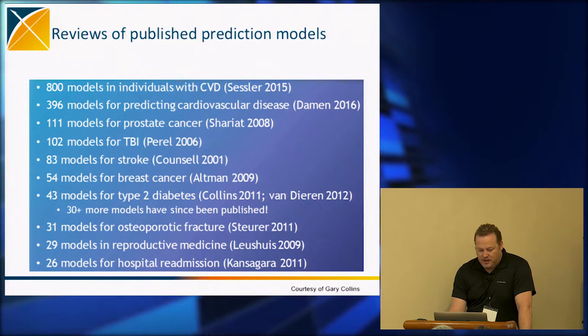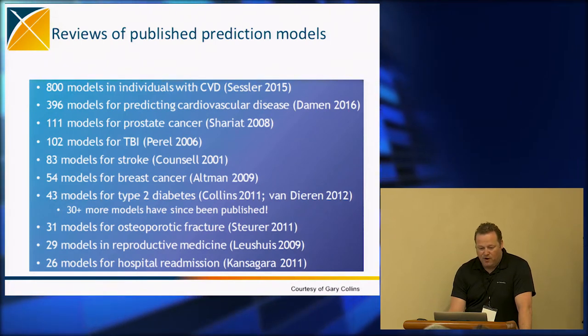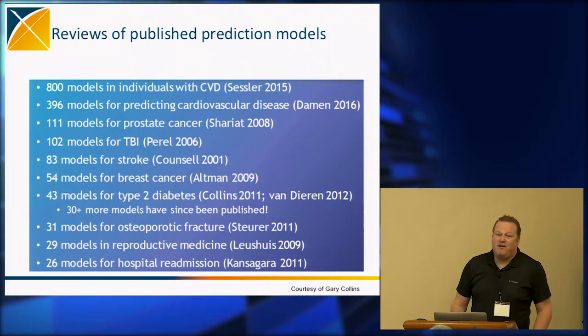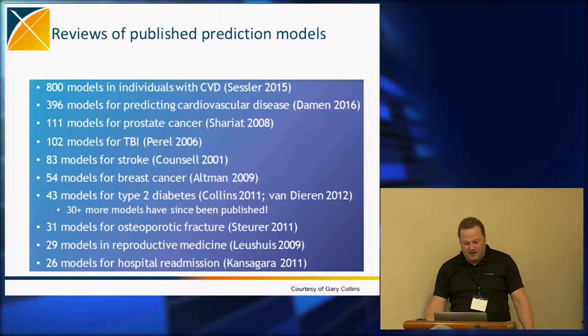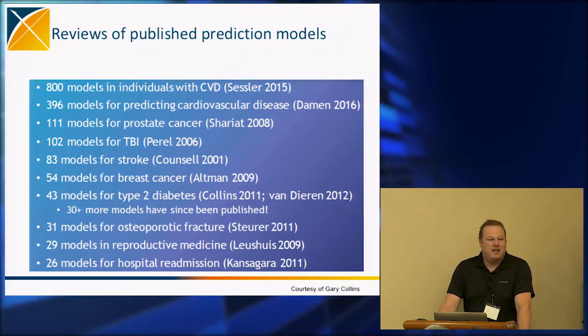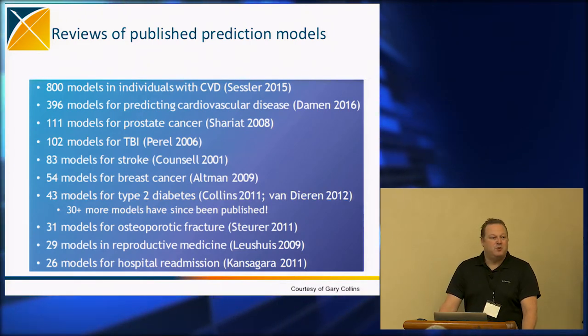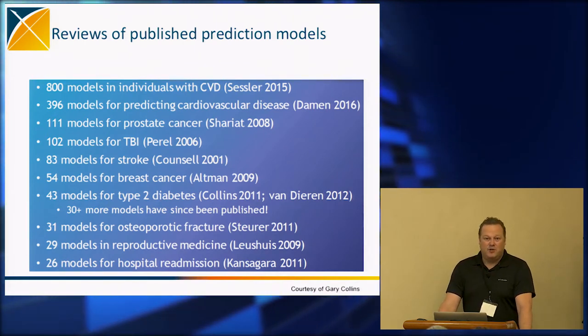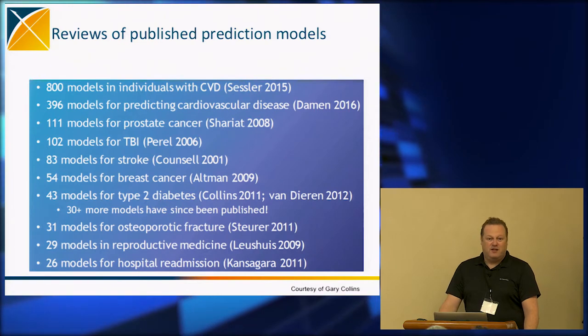There's actually an overview of all the different prediction models in some diseases, and you see that there are 800 models developed for cardiovascular disease. For stroke, the example that I gave in the beginning with the atrial fibrillation patient, there are 83 different models, but you need to understand that these models have not all been developed in that specific cohort at risk that I was looking at, the atrial fibrillation case.